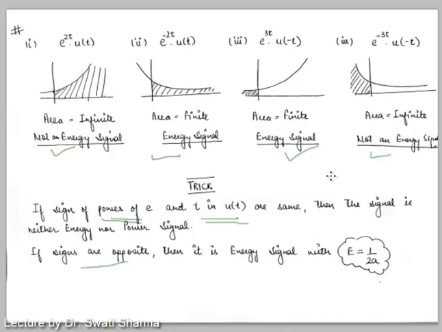And whenever you conclude that the given signal is an energy signal, then as I've already told you, the energy is always equal to 1 upon 2a. So whatever the value of a is, when this is an energy signal, its energy is going to be 1 upon 2a. So a is 2, so the energy is going to be 1 upon 4. And similarly for this, where the area is finite and it is an energy signal, energy is equal to 1 upon 2a. So a in this case is 3, so the energy is equal to 1 upon 6. So as simple as that.